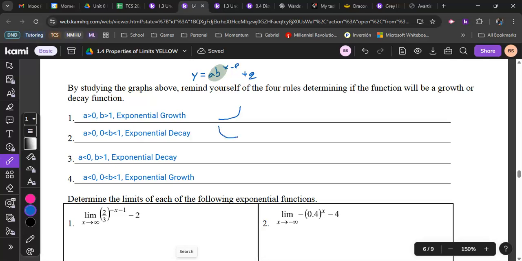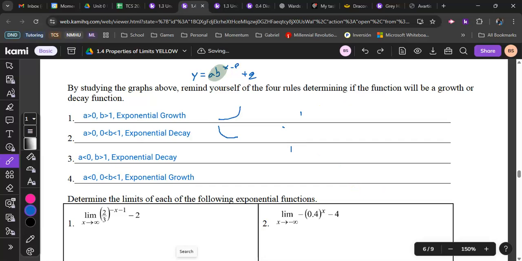B is never less than 0. Impossible. Because think about what would happen: it's an exponential function, it would oscillate. If it's squared, B would become positive, and if it's odd, it would become negative. So you'd literally have a function that looks like this, with just a bunch of points, and it doesn't work.